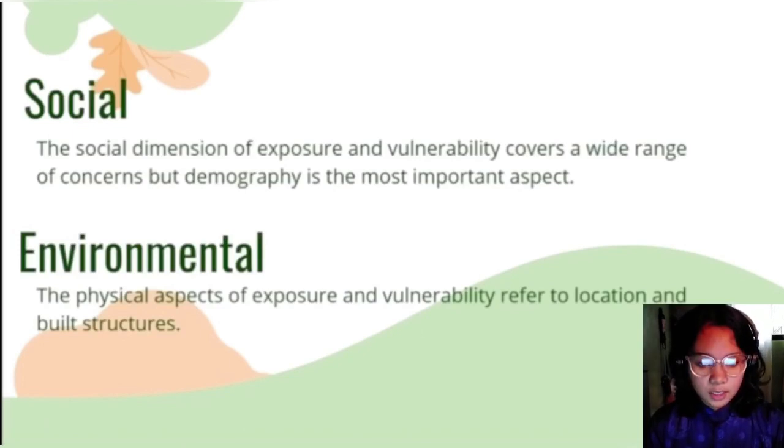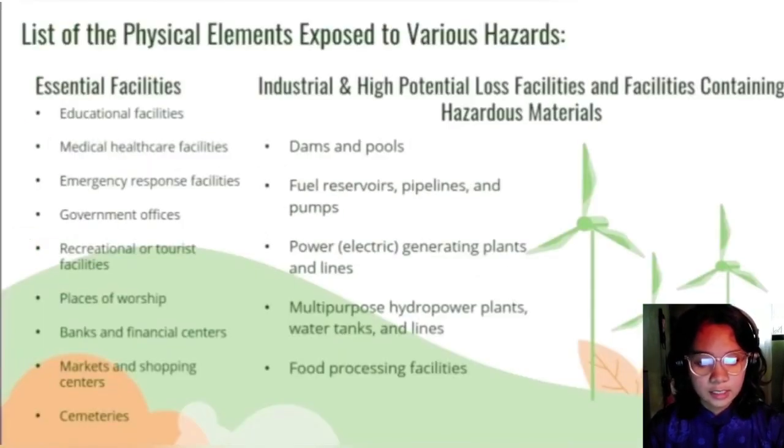Next is environmental. The physical aspects of exposure and vulnerability refer to location and built structures. For example, developing nations face more exposure and vulnerability to hazards because of their relative inability to adapt to changes and create wealth that may enhance resilience. We also have economic. Economic vulnerability is the susceptibility of individuals, communities, businesses, and governments to absorb or cushion the effects of hazard events. Here's the list of the physical elements exposed to various hazards.